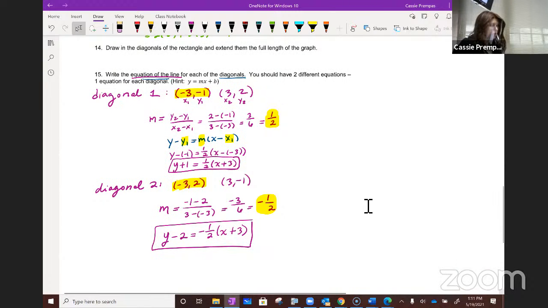Okay, you should have found the slope of this diagonal to be the opposite, -1/2. And then point slope form would be y minus 2 equals -1/2 times quantity x plus 3. Or you could have used the other point, and it would be y plus 1 equals -1/2 times quantity x minus 3. Any questions on that?